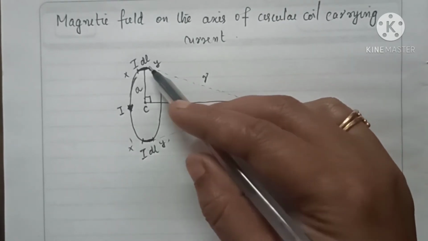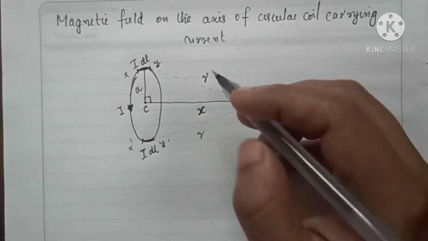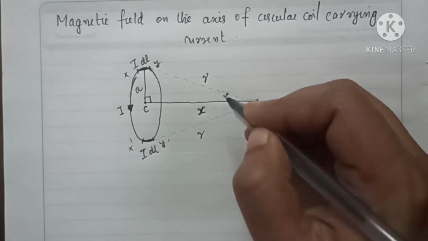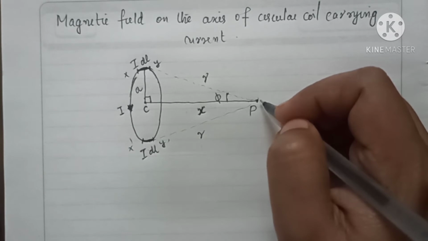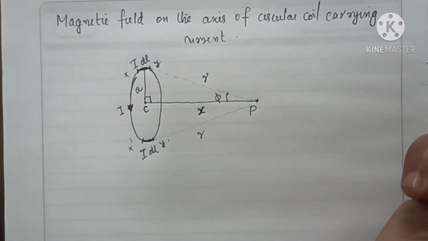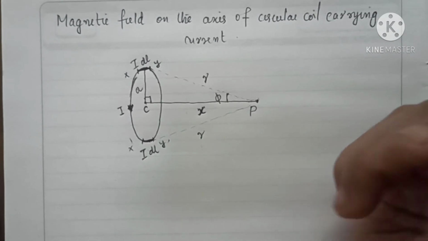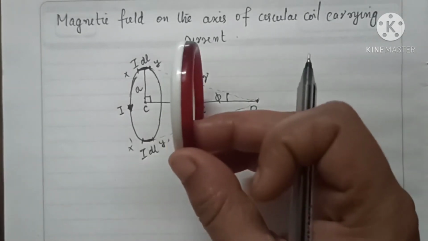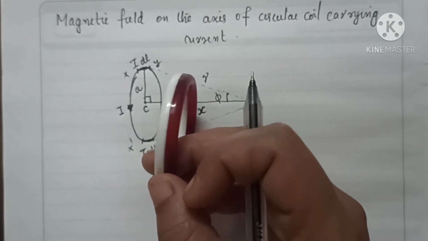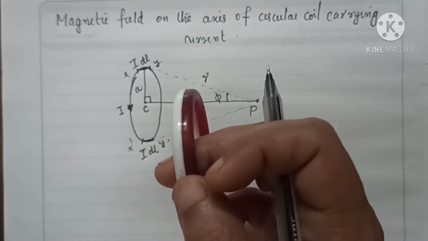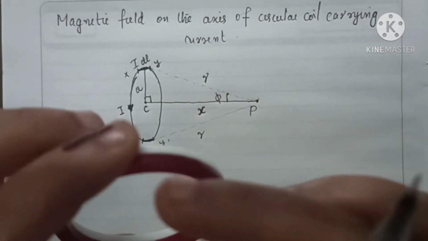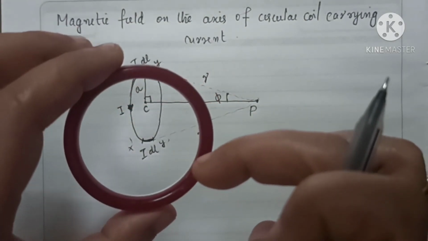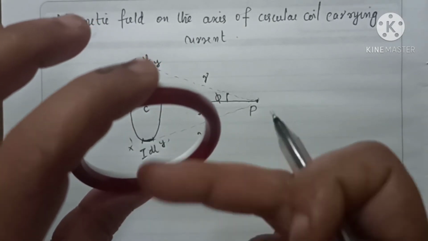Okay. Now let this current element make an angle phi with this point. Now we have to find the direction of magnetic field. You know this is a coil, right? So when you apply the screw rule, you can find that if the current is moving like this, it is in anti-clockwise direction and the magnetic field is coming outward.